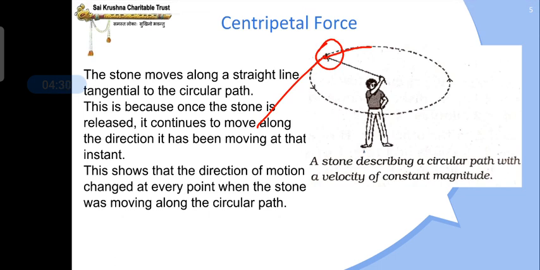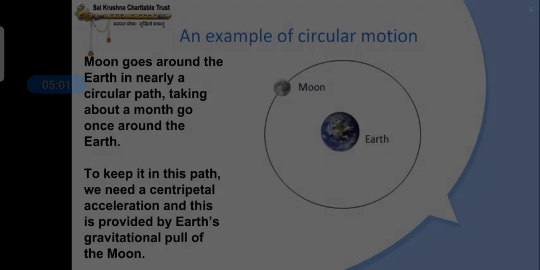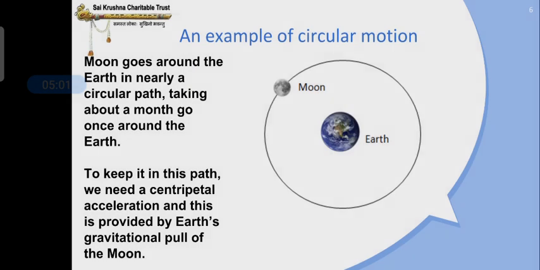Now, what do you understand by centripetal force? It is the force that pulls or pushes an object towards the center of a circle as it travels. The force that causes an object to move in a circle is called centripetal force. And what is the direction? It is always perpendicular to the object's motion and towards the center of the circle for uniform motion. Is it clear, children?